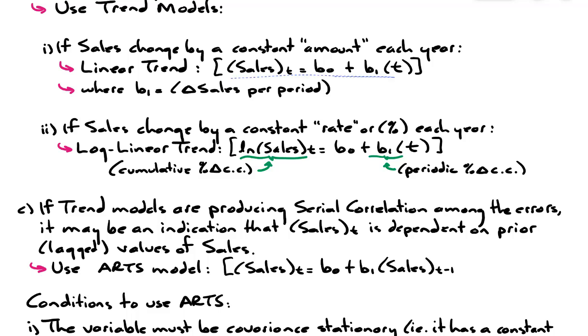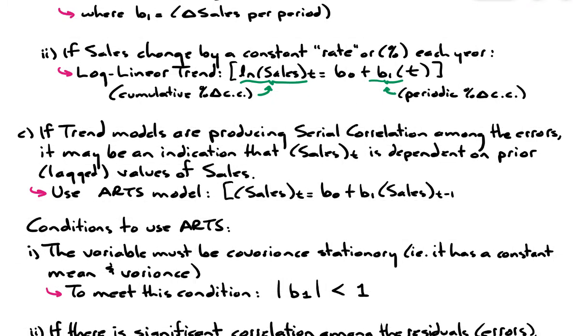So you can see the trend model and log linear are very similar, except log linear is projecting percentage change in sales, whereas trend model is just projecting absolute value of sales or dollar sales. And the other thing you have to remember with these log models is, yes, it's true, they're measuring percentage change, but that percentage change is computed using continuous compounding.